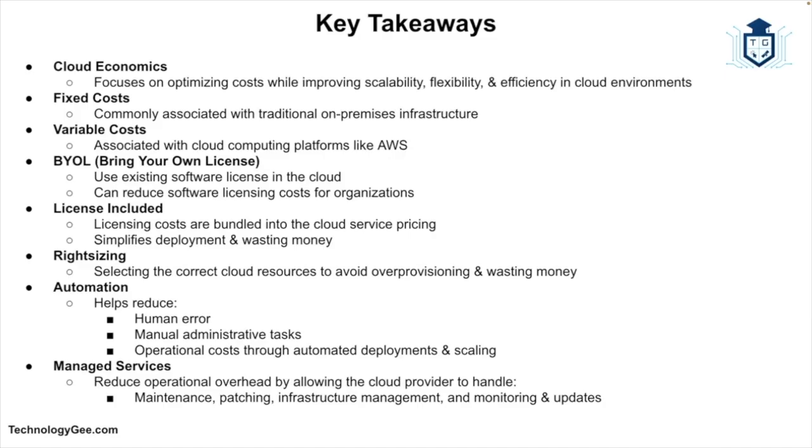You got a concept called right sizing. This is where you get to choose the correct resources you need. You have automation, where this can reduce your costs and errors. And you got managed services, which will translate into less operational overhead. Because here's the bigger picture.